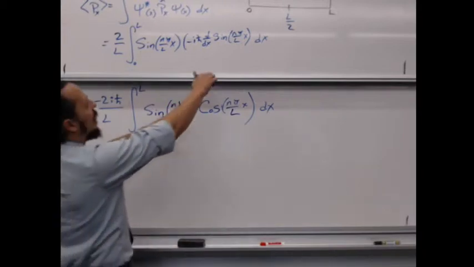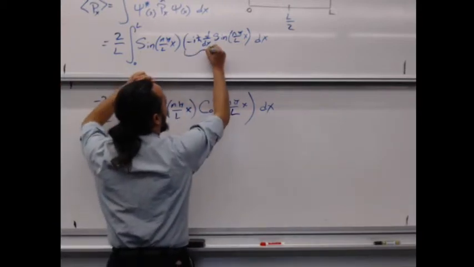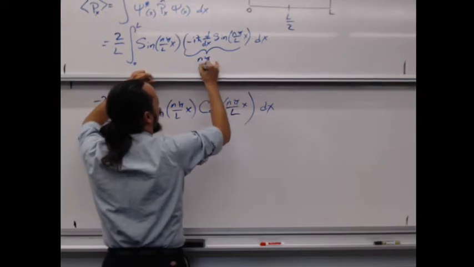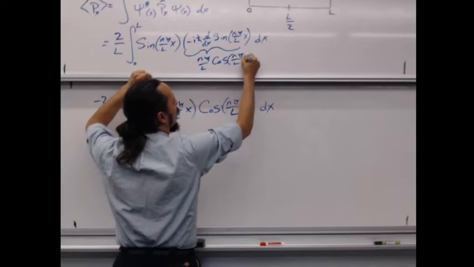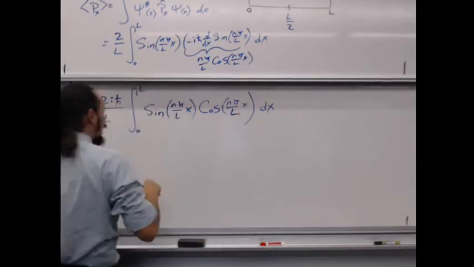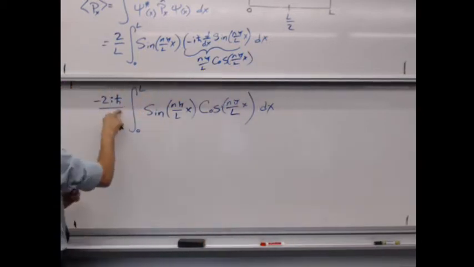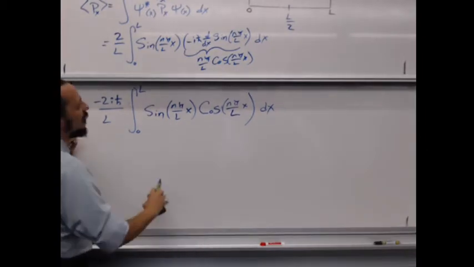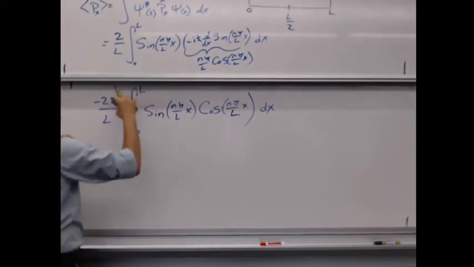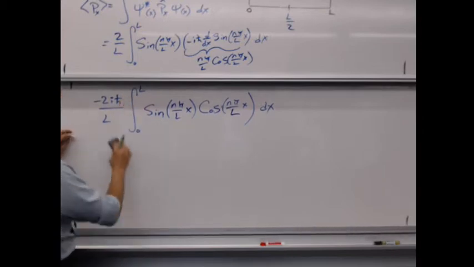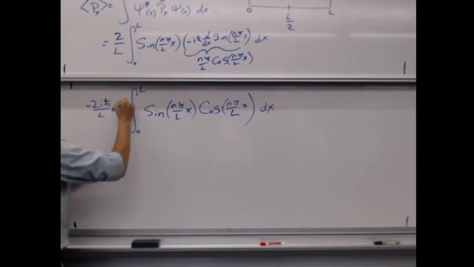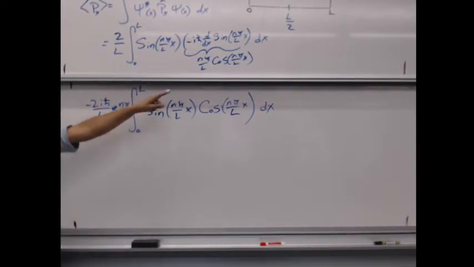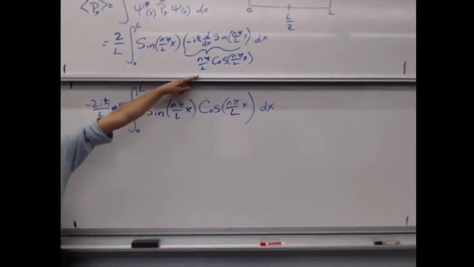Oh, and the n pi over L, right? Because when we take this derivative here, we're going to get n pi over L cosine n pi over L x. Those are all constants, so let's move that out here as well. So I'm also going to have negative 2i h bar over L times n pi over L. That factor from taking the derivative needs to come along as well.